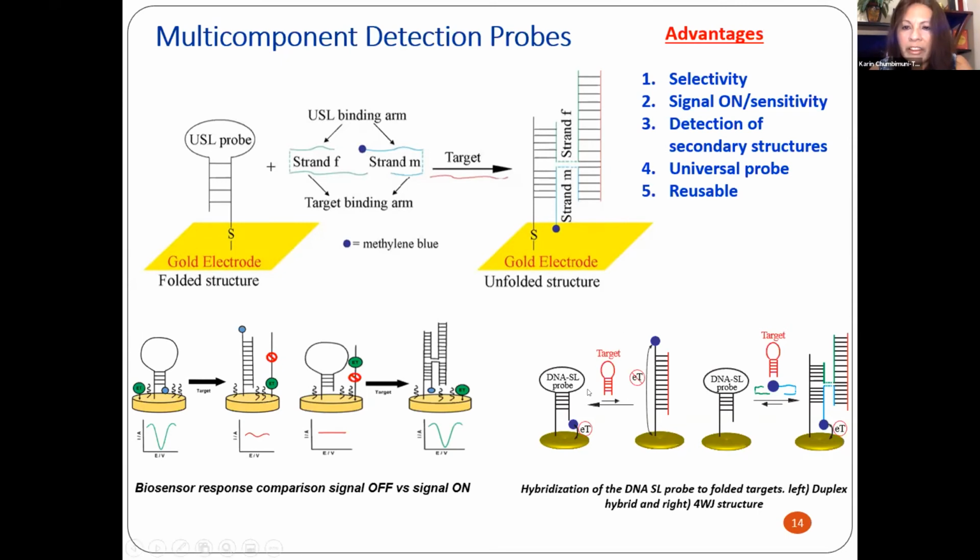And the most important thing is the detection of secondary structures. As you can see, if you have a stimuli probe and a target which has secondary structures, this reaction is not thermodynamically favored, right? But with the four-way junction, if you have the linear strand, this helps to unwind the probe and the target. So the formation of the four-way junction is thermodynamically favored.